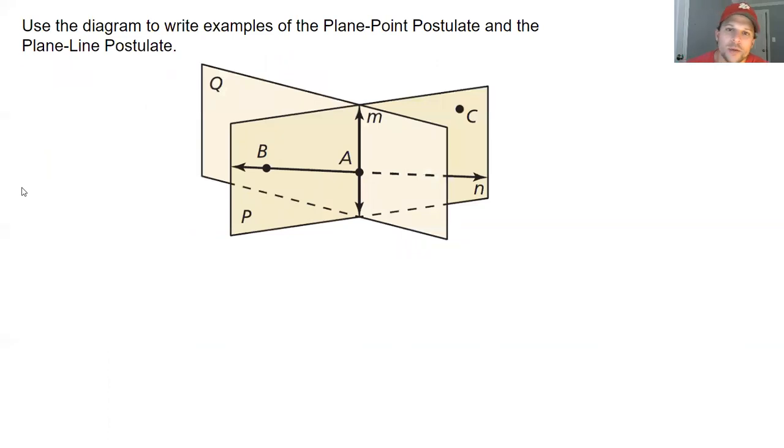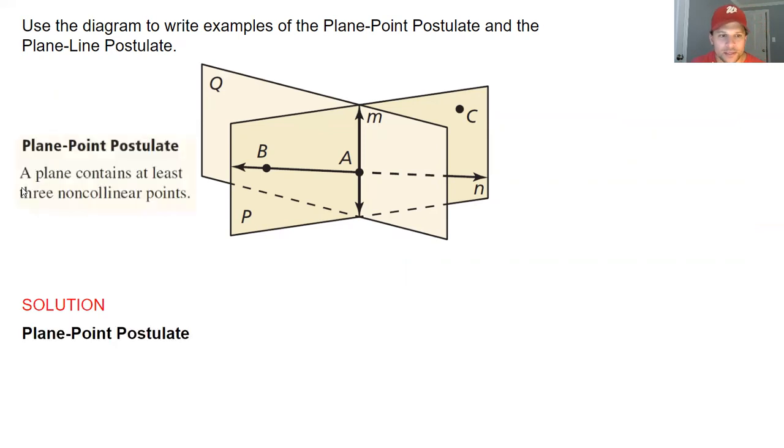Okay, using the diagram to write examples of the plane point postulate and the plane line postulate. So in this diagram, we have plane Q being intersected with plane P that creates line M. Then we have line N that is on a plane, and it's being intersected with line M to create the point A.